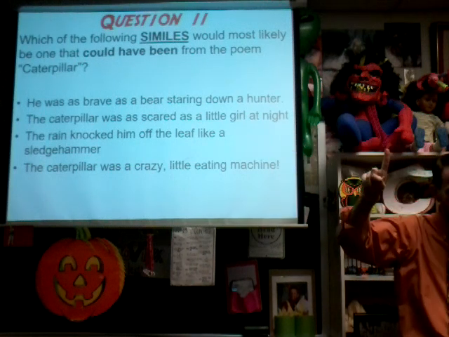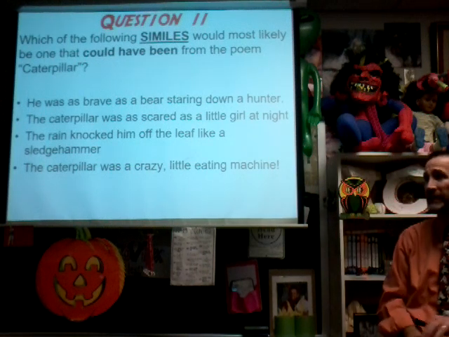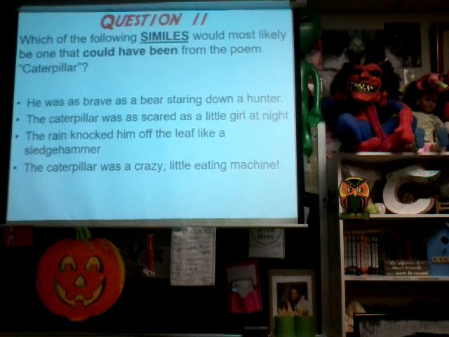One of them could work in that poem, from how you understand it. So which of these could have been in that poem? He was as brave as a bear staring down a hunter. The caterpillar was as scared as a little girl at night. The rain knocked him off the leaf like a sledgehammer. The caterpillar was a crazy little eating machine.